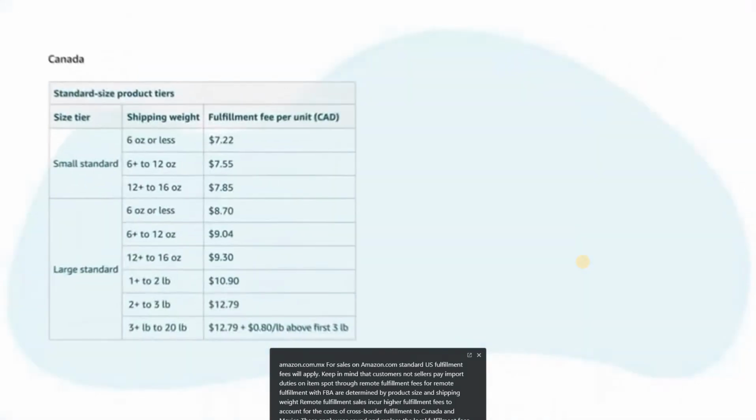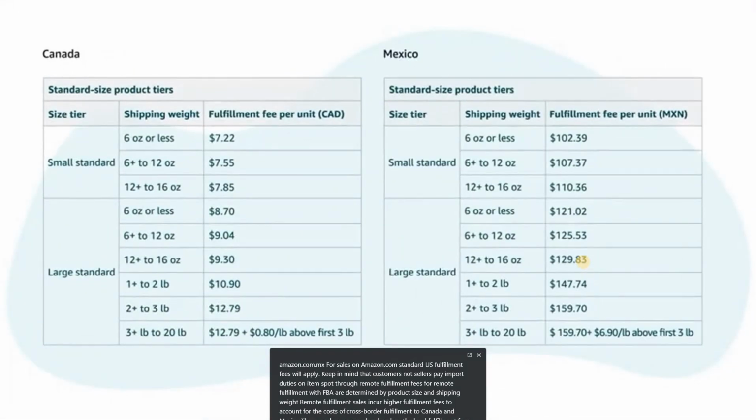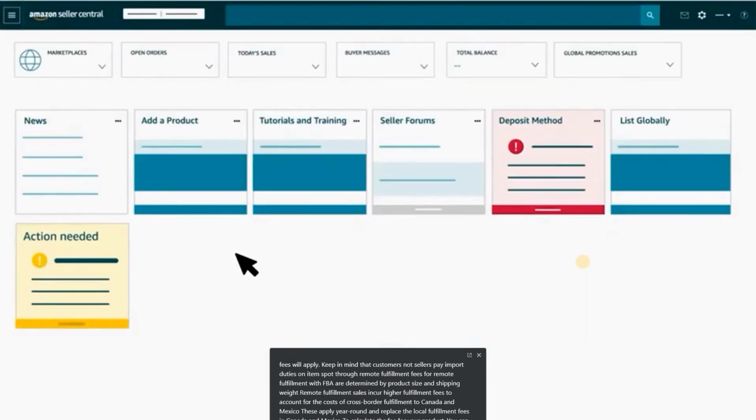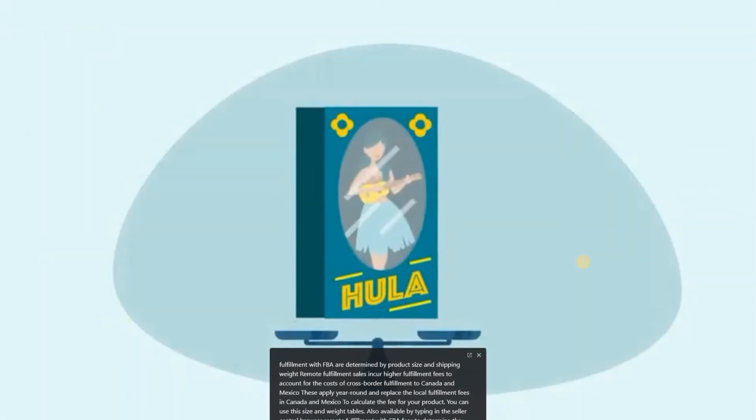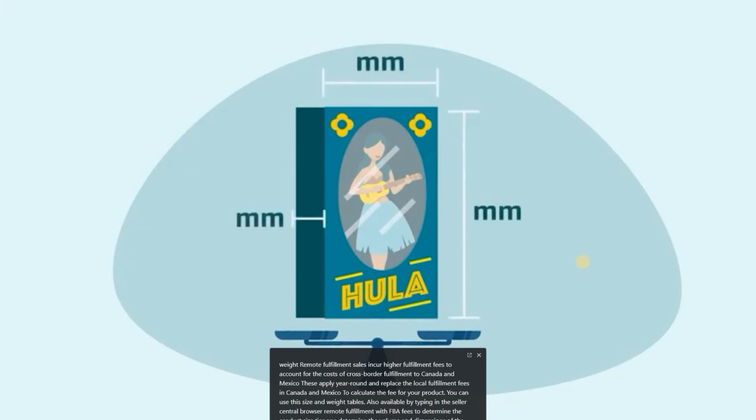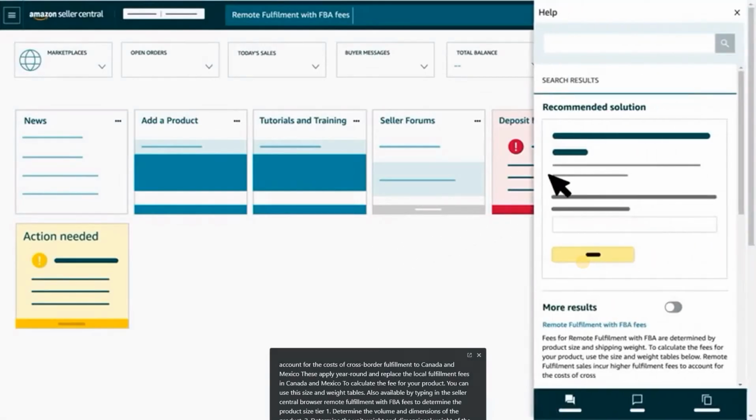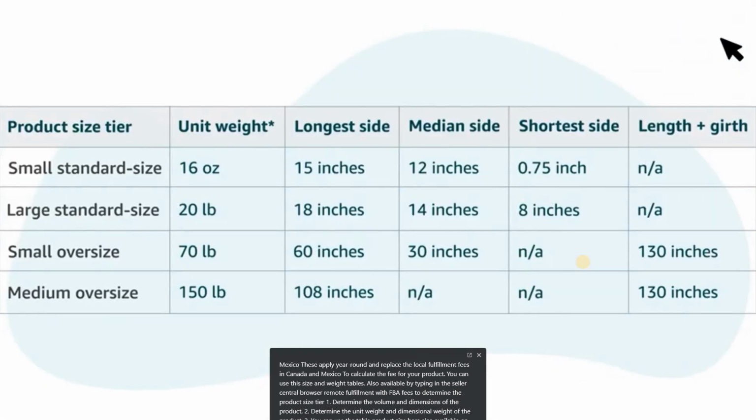To calculate the fee for your product, you can use these size and weight tables, also available by typing in the Seller Central browser Remote Fulfillment with FBA fees. To determine the product size tier, 1. Determine the volume and dimensions of the product. 2. Determine the unit weight and dimensional weight of the product. 3. You can use the table product size tier also available on the Remote Fulfillment with FBA Fees help page to determine the right size tier.